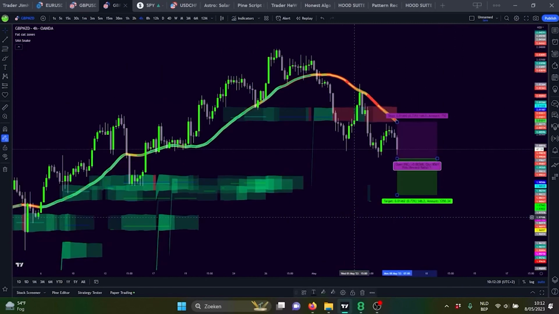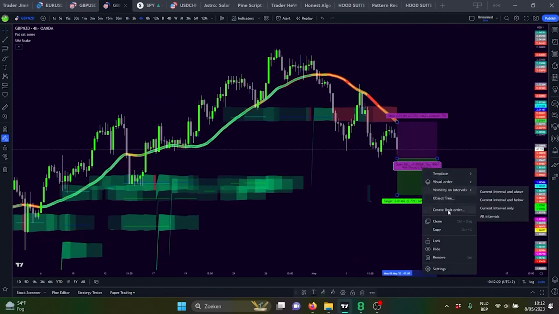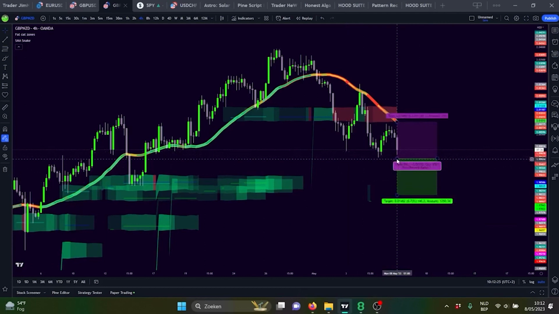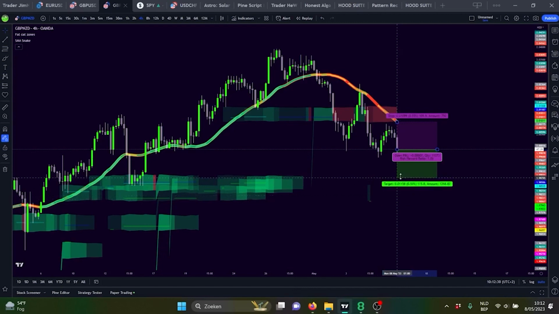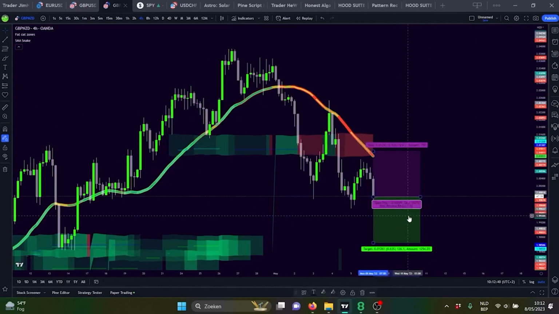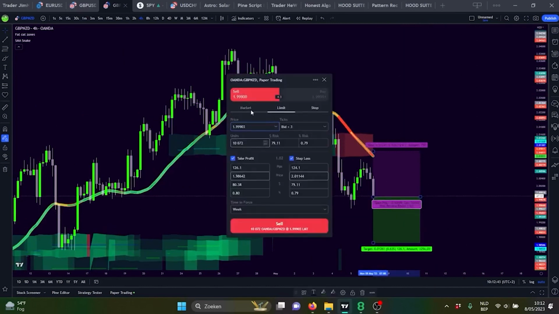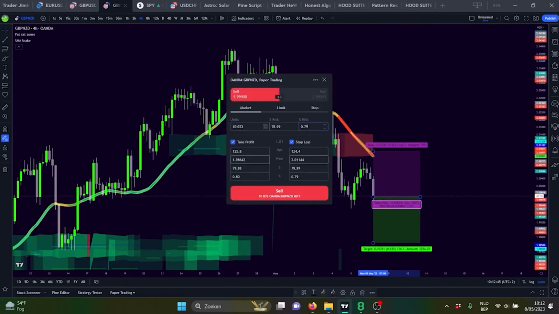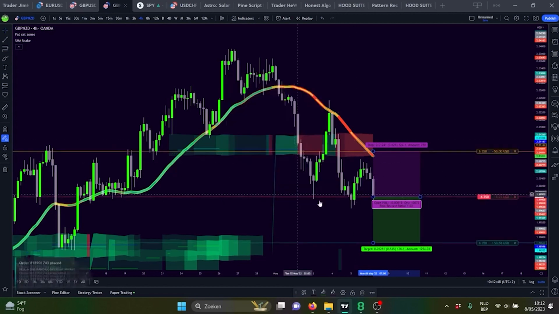Okay, something like this. Well, no, let's just enter right here, because I don't want to target this low. Put the stop loss a bit higher. Yeah, that's looking good. Great, market order. Risk 0.5. Sell. And we're in the trade.